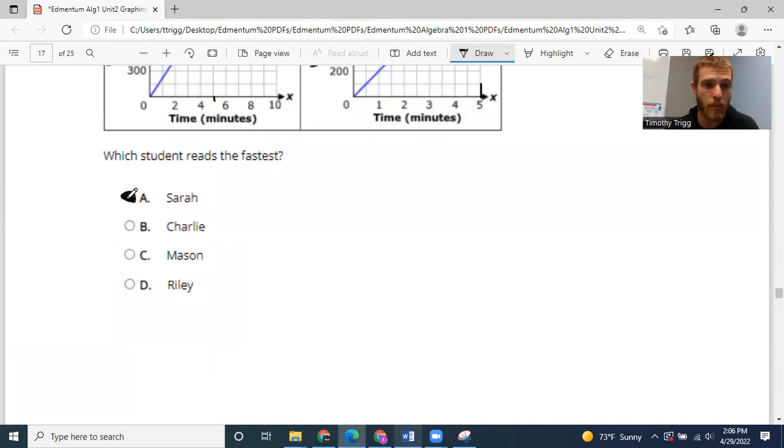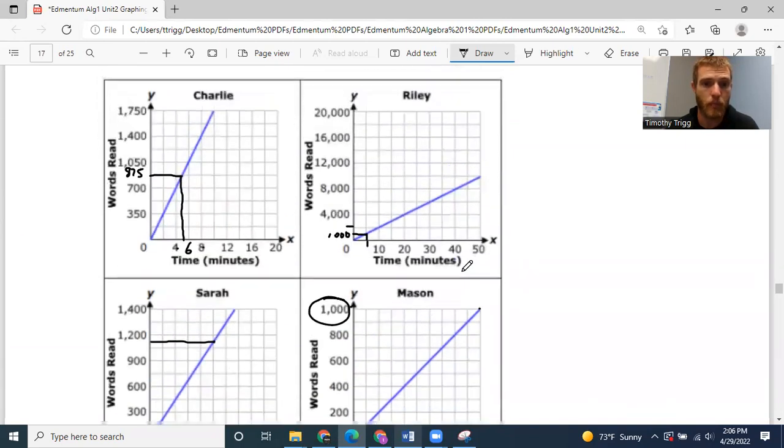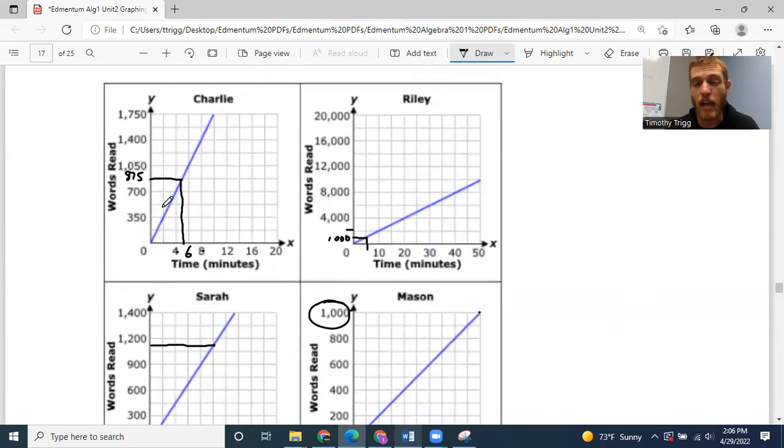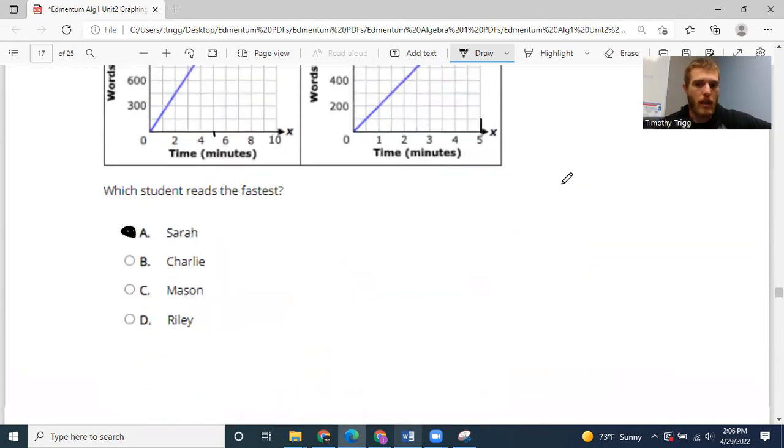Okay, that was a tricky one. That was a tricky one for sure. It looks like Charlie has the greatest slope, but actually Charlie was the slowest reader, right? But that's because they changed the axes on each of these graphs. So pretty tricky, that one.